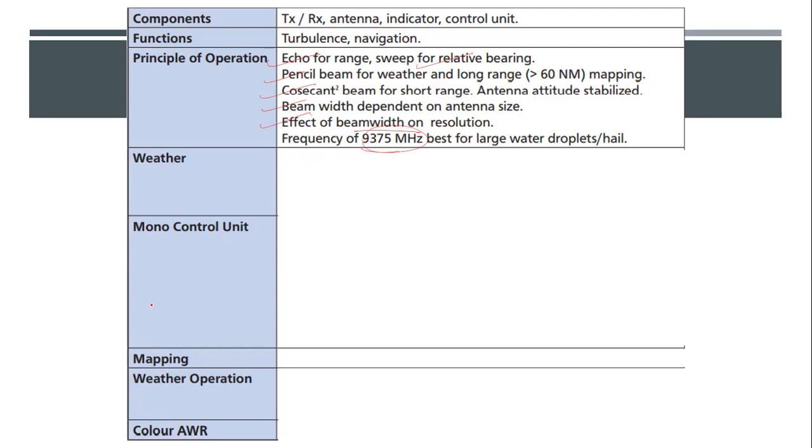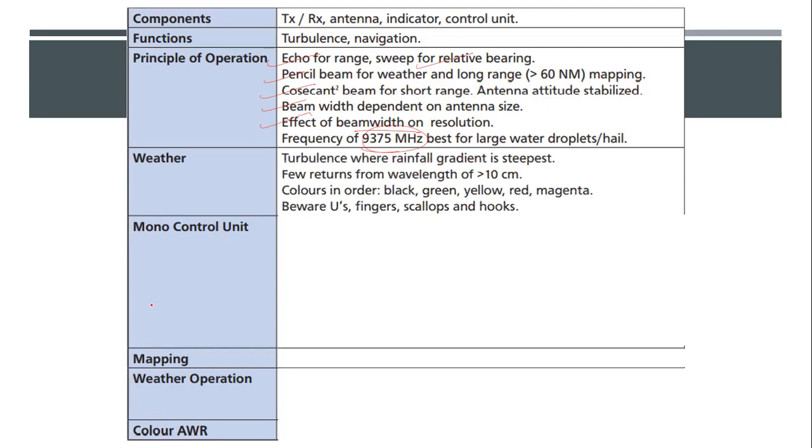Okay, all of these points are almost important. So that is why this is present in the notes, I think also. This is very important: U, finger, scallops, and hooks. Colors: black, green, yellow, red. This whole thing you should highlight. It is very important, and the frequency is also important.